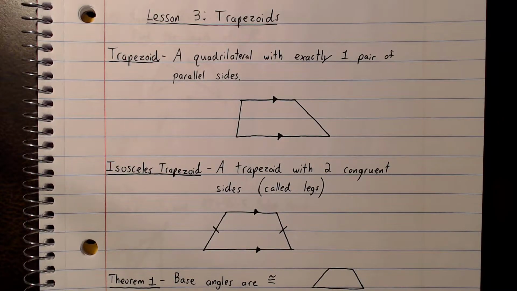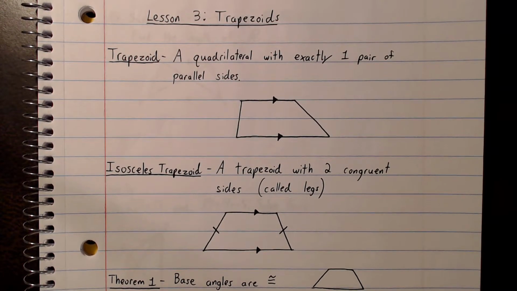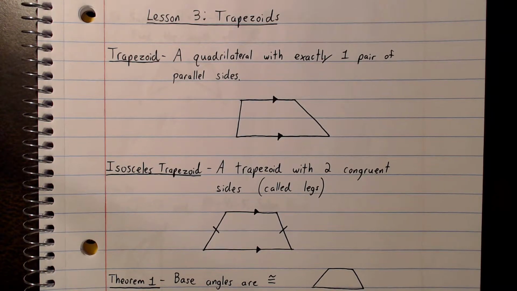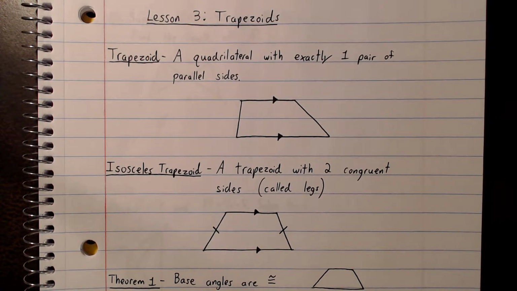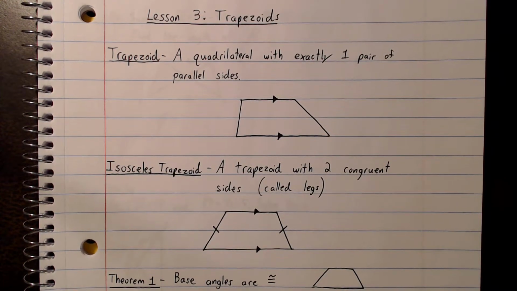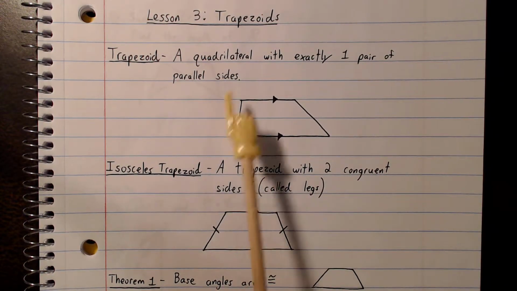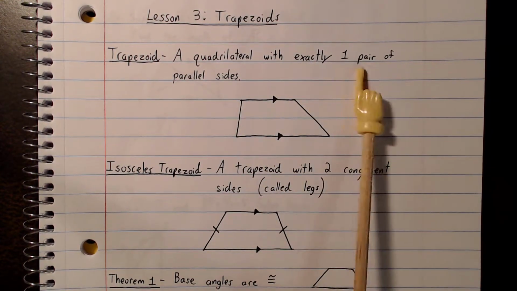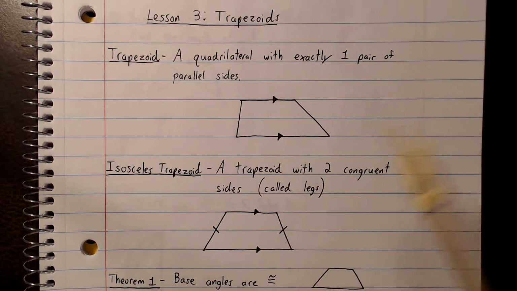Hey, welcome to lesson 3 on quadrilaterals. Today we're talking about trapezoids. So let's talk about what a trapezoid is. Okay, a trapezoid is a quadrilateral with exactly one pair of parallel sides.